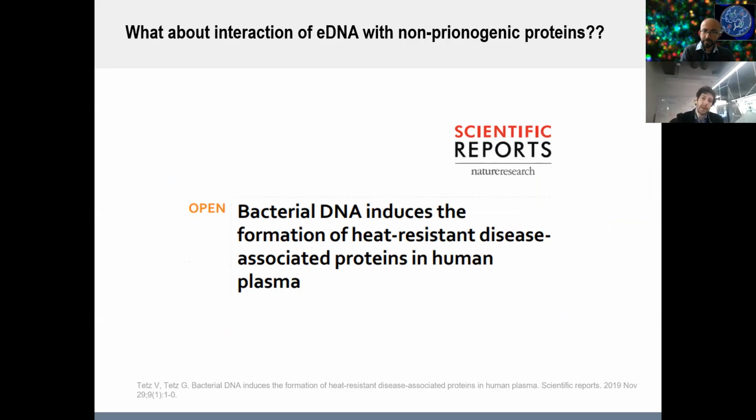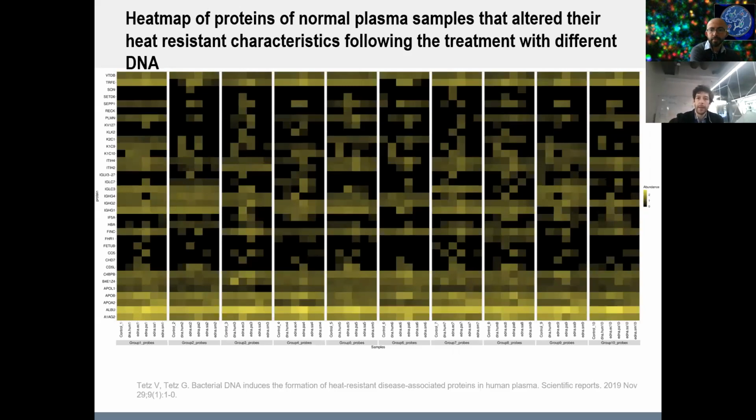And after that, we decided to study if bacterial extracellular DNA could modify other already synthesized mammalian proteins, but non-prionogenic. So we concentrated on the effects of eDNA on blood plasma proteins, since they're very convenient for the research, but frankly speaking, they actually remain very poorly studied. It was a big surprise for me. I think it was the biggest surprise of 2019, how poorly studied the human blood proteome is and how many loopholes are left in its research.